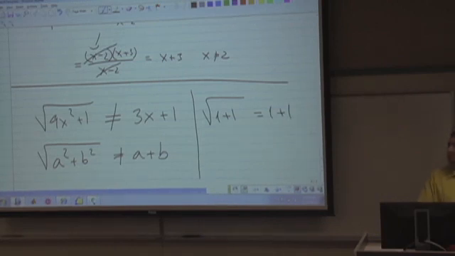So, is the square root of 1 plus 1 equal to 1 plus 1? No. The left side says square root of 2, the right side says 2. Square root of 2 is clearly not equal to 2, right? Everybody understands this? When in doubt, put in some numbers and see if it works. If it doesn't work, then chances are you just tried to invent some new technique. Is this making sense? Yeah?